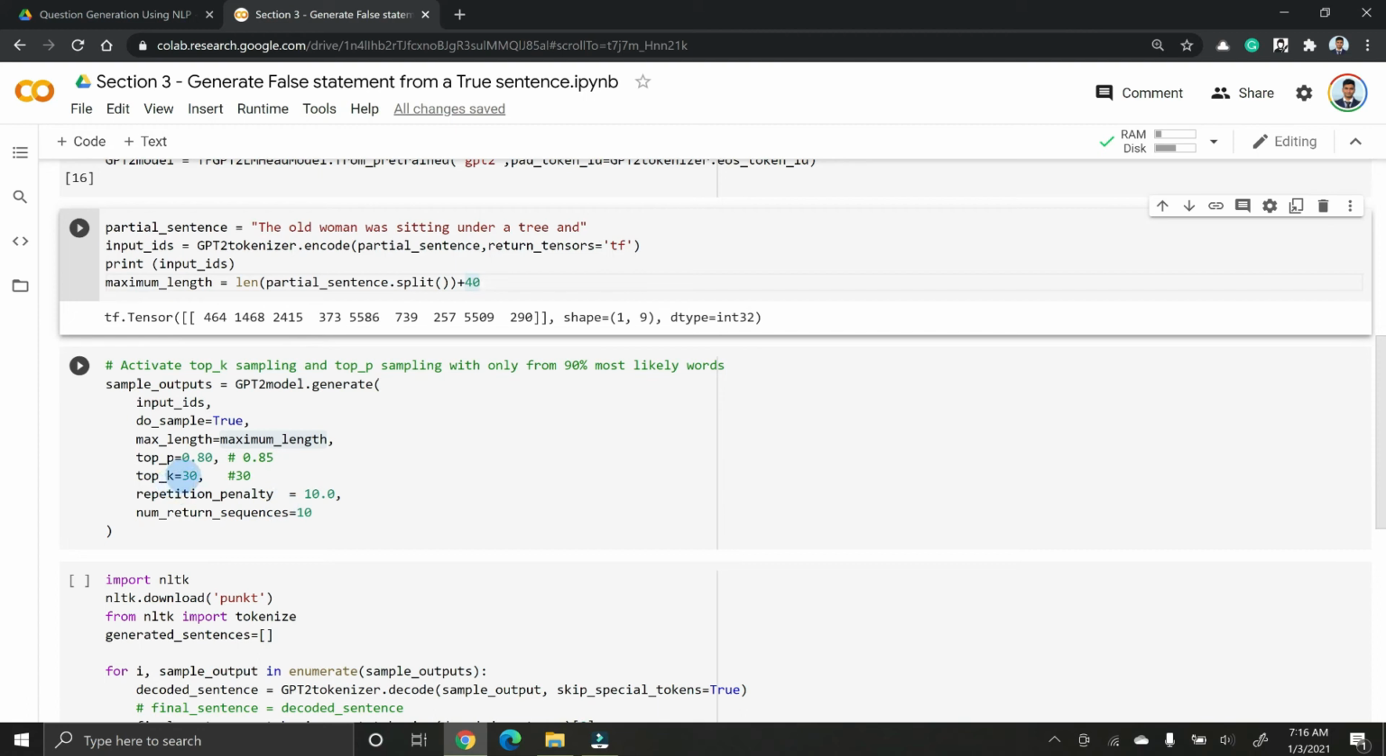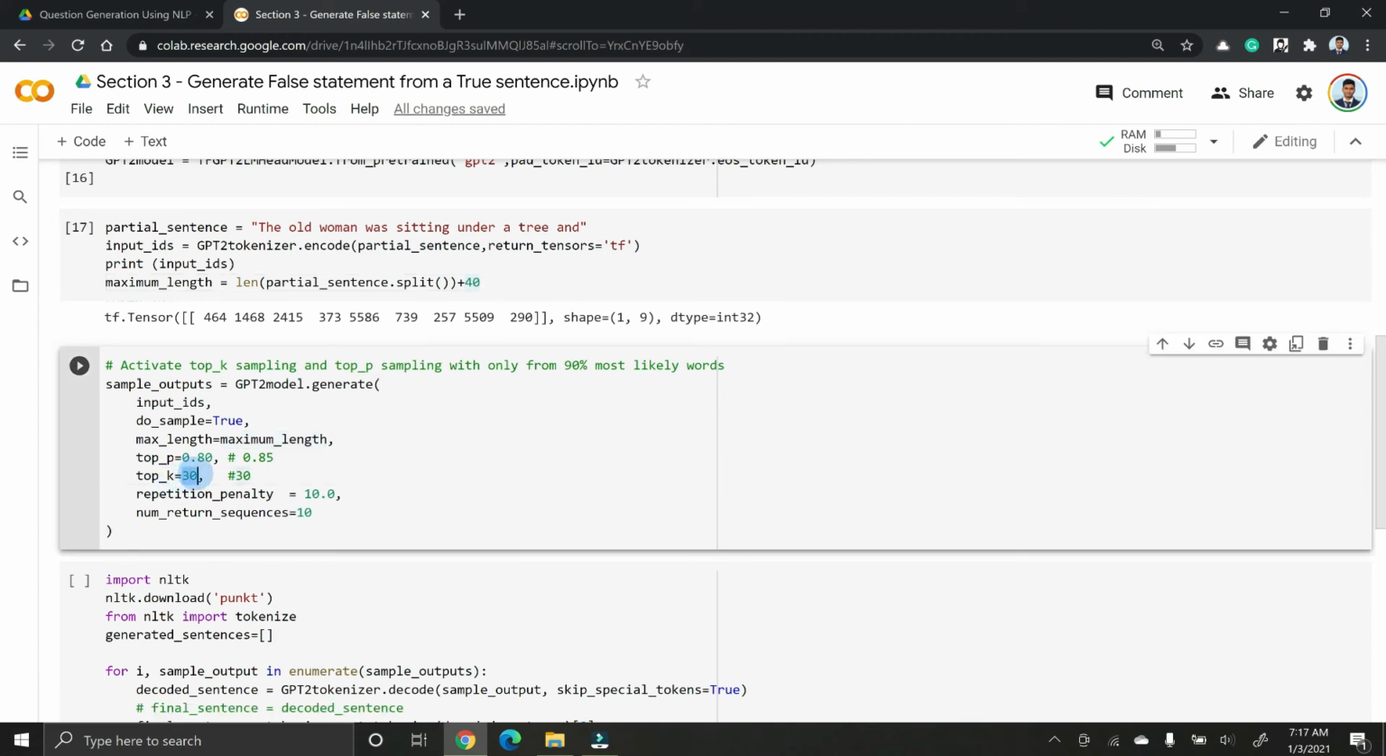But we are asking GPT-2 to take only the top 30 words and ignore the rest. And again for that blank, it could come up with several hundreds of words, and among those, each word will have a probability, because some words will occur with high probability and some will occur with low probability. So we are asking GPT-2 to keep only the top 80% probability words among them.